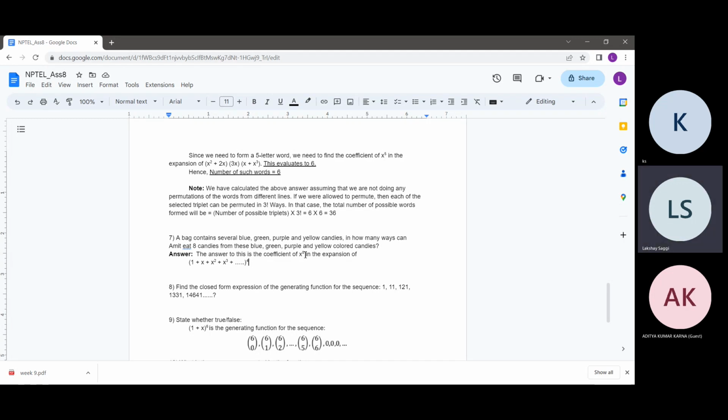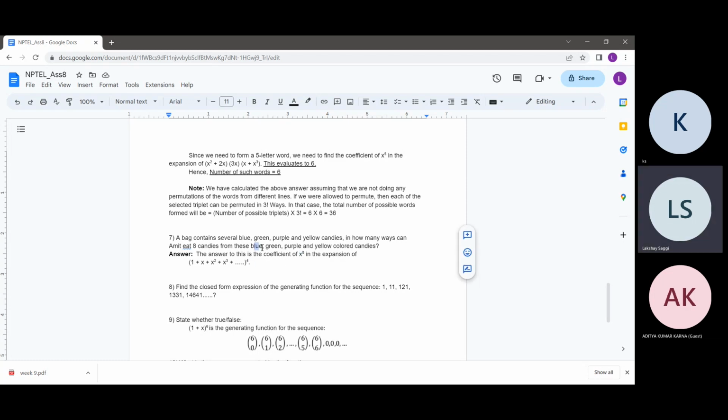Do you guys see this? Why would this be true? The answer to this is basically the coefficient of x to the power 8 in the expansion of this. And why does this statement hold? This statement holds because we have a total of 8, so we need to eat a total of 8 candies.